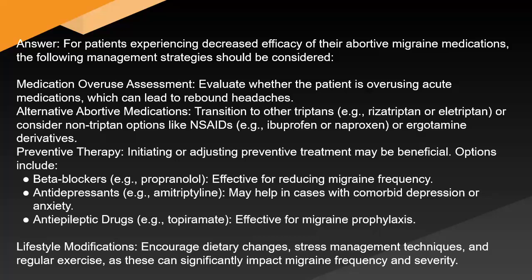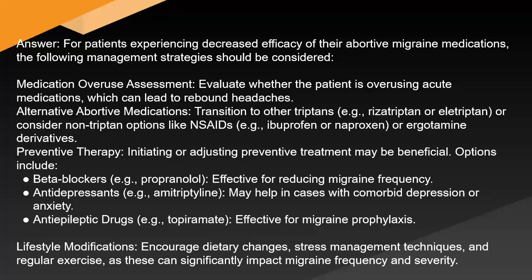Medication overuse assessment. Evaluate whether the patient is overusing acute medications, which can lead to rebound headaches. Alternative abortive medications. Transition to other triptans, e.g. rizatriptan or elatriptan, or consider non-triptan options like NSAIDs, e.g. ibuprofen or naproxen, or ergotamine derivatives.